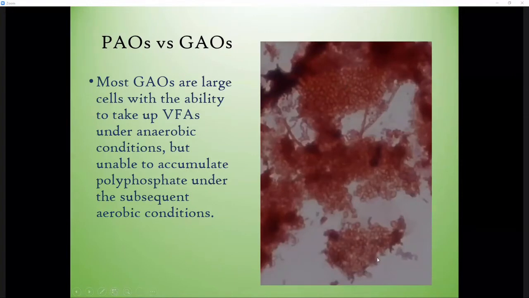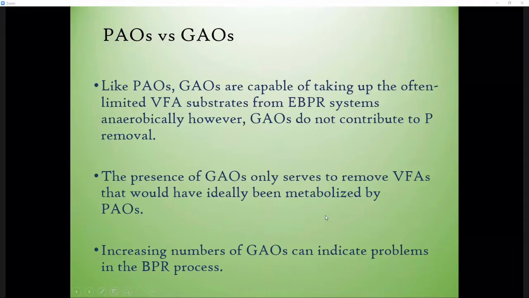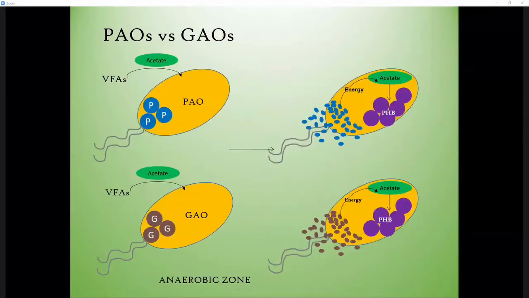And this is another image of PAOs. They look like fish eggs. So GAOs are capable of taking up the VFAs, but they don't do the work. They serve to remove VFAs, but they don't do the work of taking up phosphorus. If you look at this image, at the top are your PAOs. They have polyphosphate.